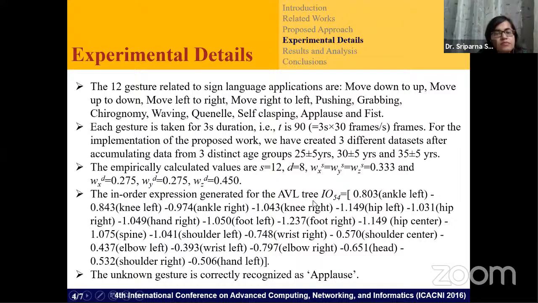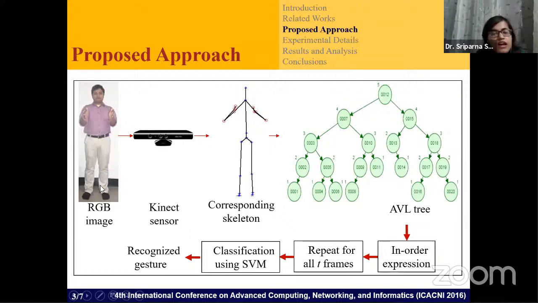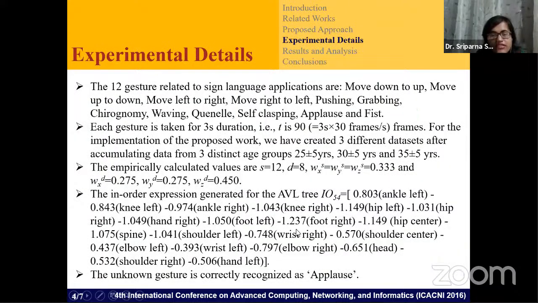And the in-order expression is generated for the AVL tree. This is the one particular in-order expression, and this unknown gesture is now currently recognized as the applause. That is this one. So the correct recognition can be done by this particular scenario.